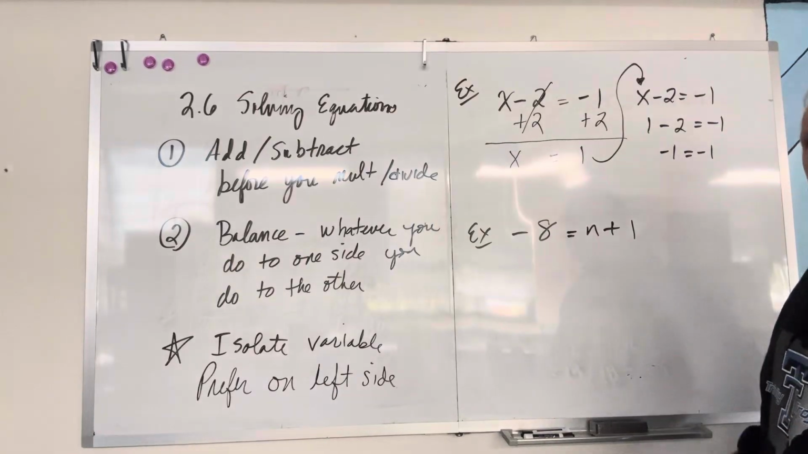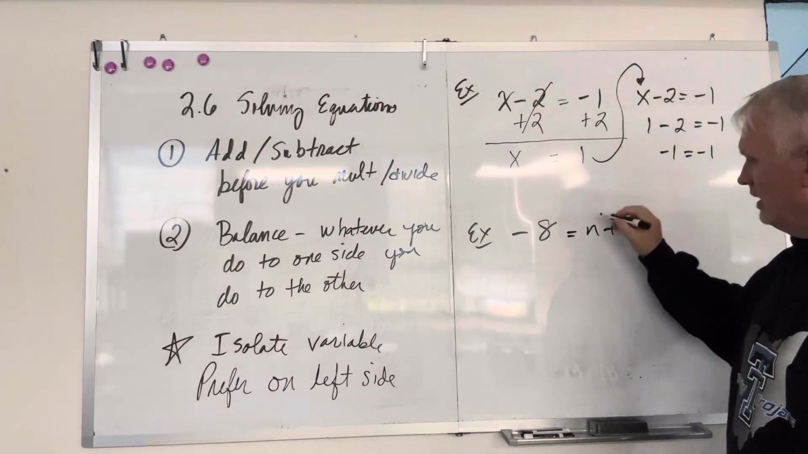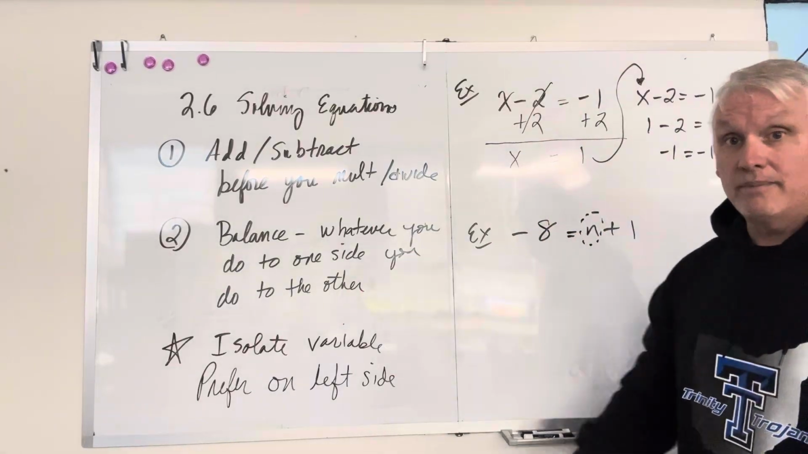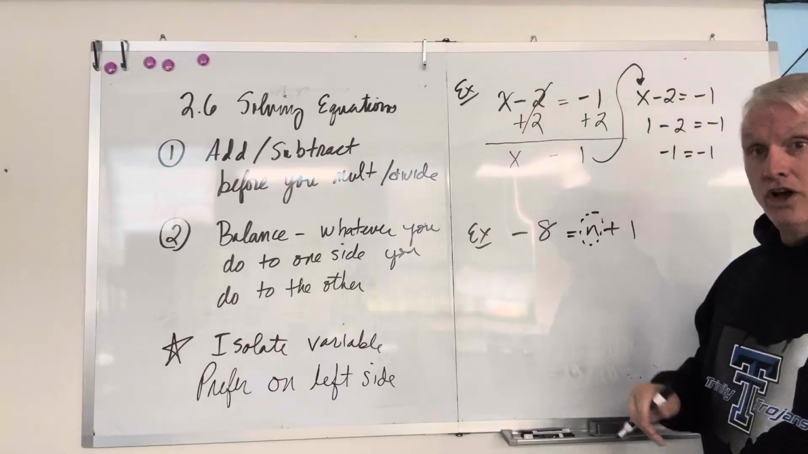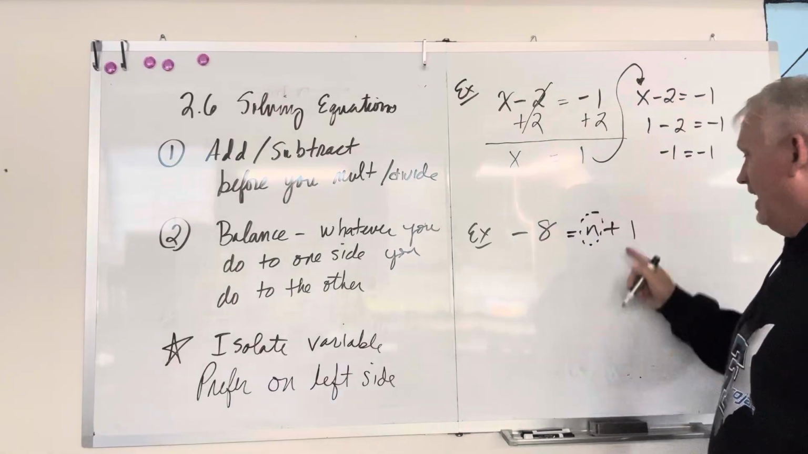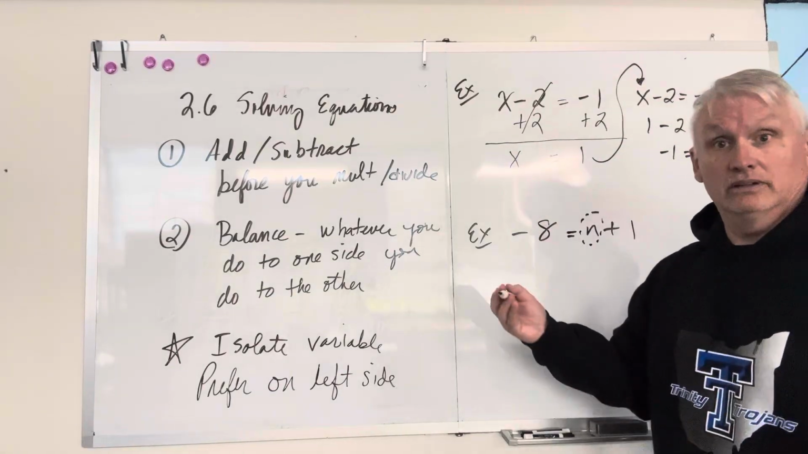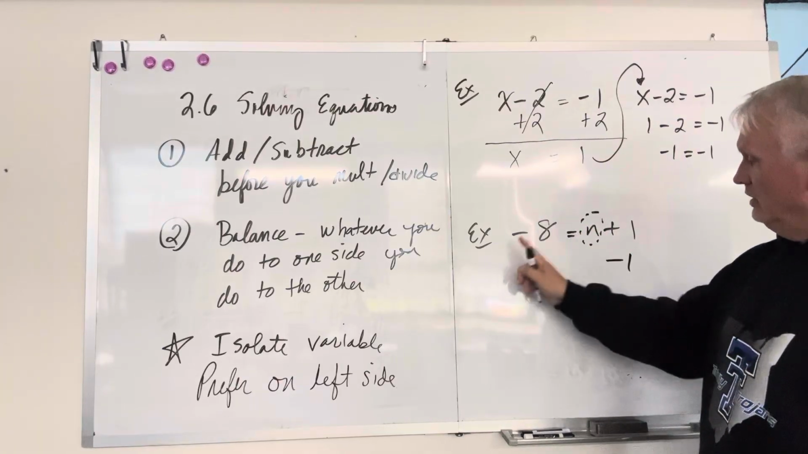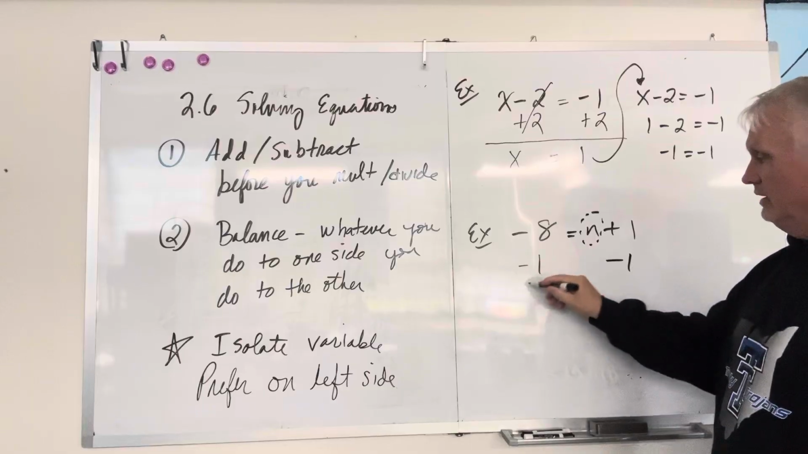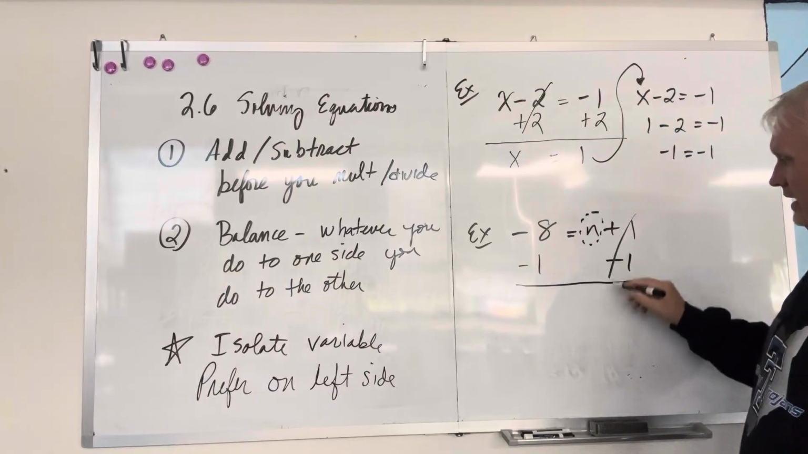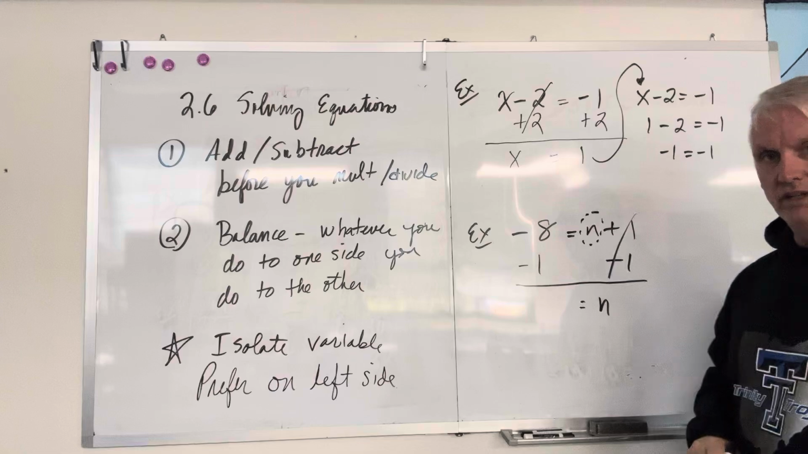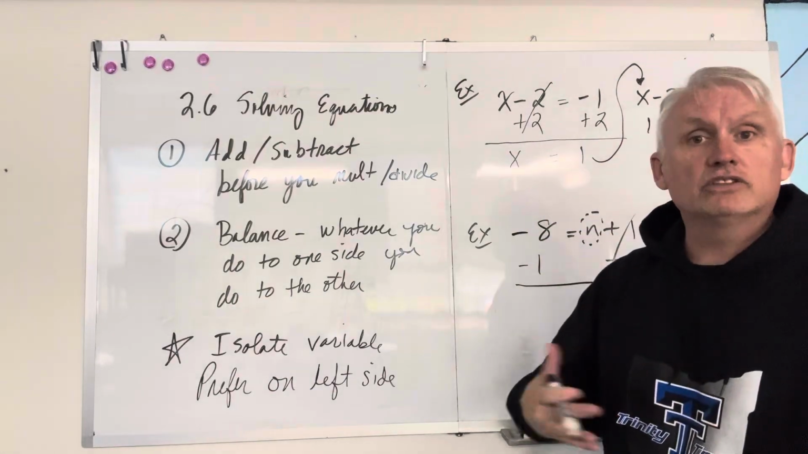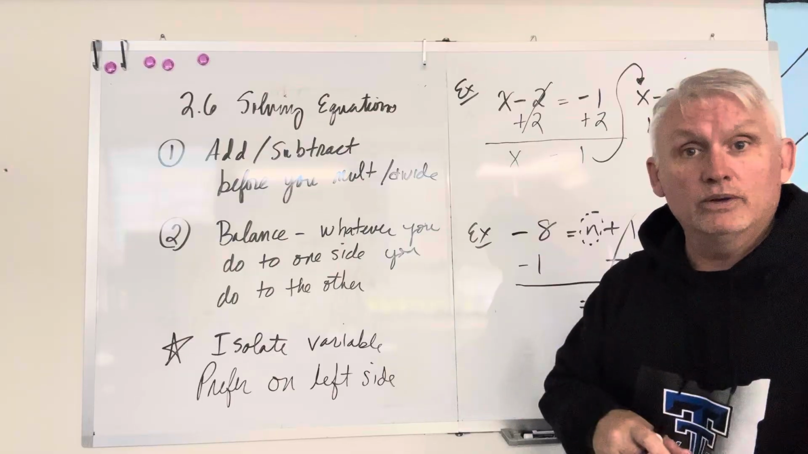-8 is equal to n + 1. I want to isolate this guy by getting everything away from it. Everything's got to go away from that guy, that variable. By doing the opposites, what I see is a +1. Do the opposite, -1. This is the middle. Whatever you do on one side, you got to do to the other, -1. Well, these go away and I'm just left with n. Okay, cool. That's what I want. Isolated, win. -8 minus 1, you've got two negative numbers. You just add them together. Two negatives, 8 and 1, which is 9.